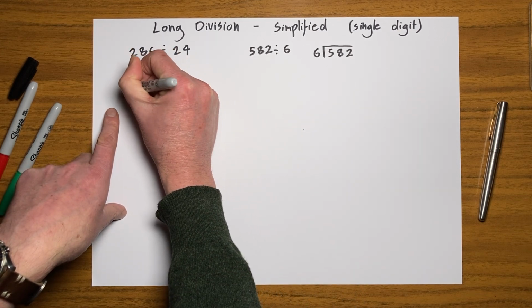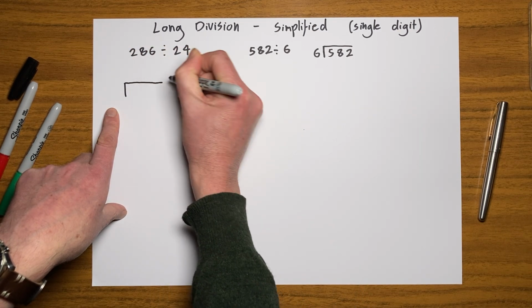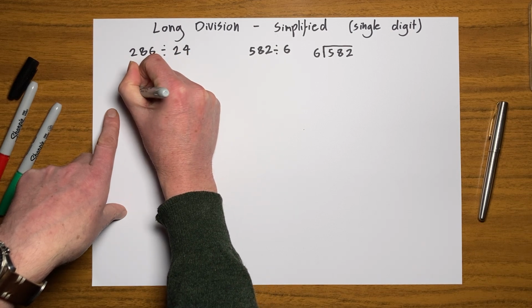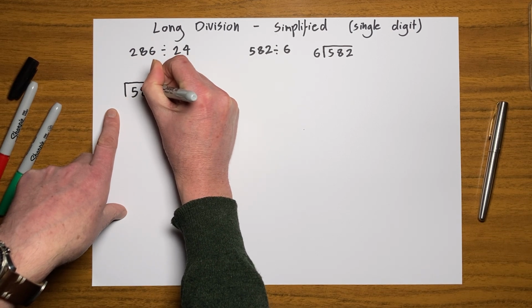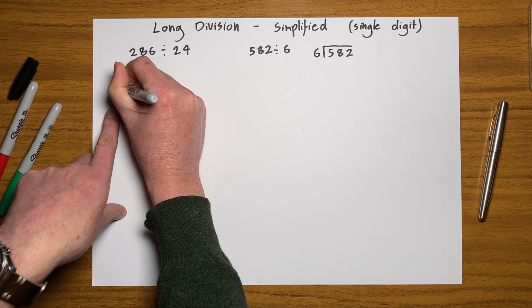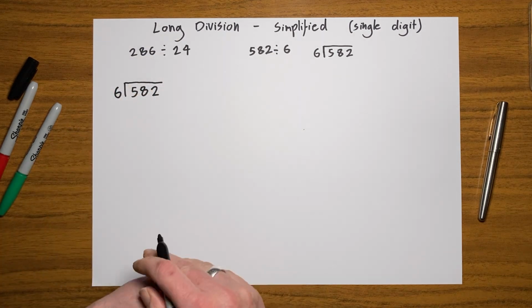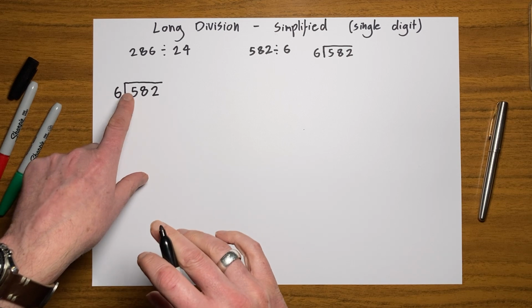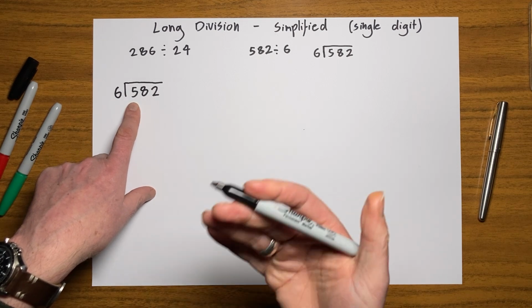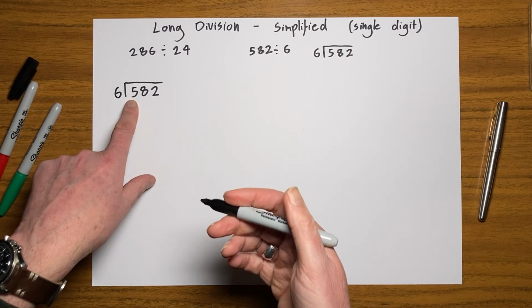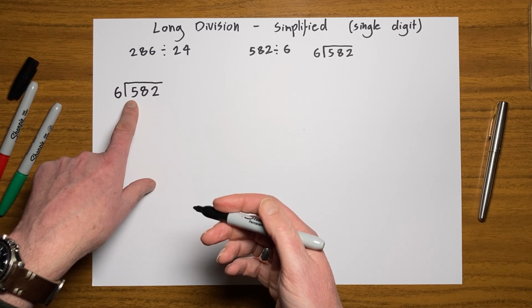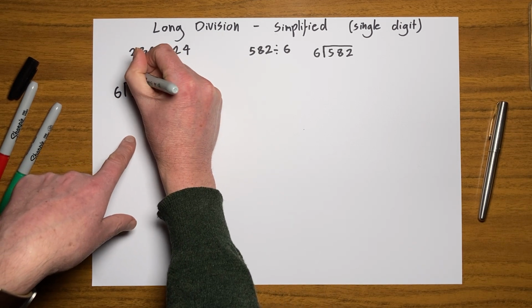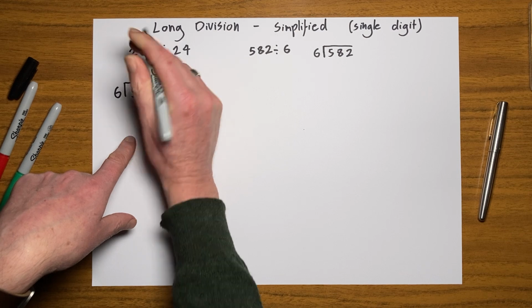So I'm going to start over here. I'll try and make it nice and big so you can see it, and I'll put 582 here. I'm going to put 6 here. Right, I'm going to start off exactly the same way. I'm going to say how many 6s are there in 5. So just the same as the bus stop method. I'm not worried about that being 500. I'm going to say how many 6s in 5. Well, there aren't any, so I'll put a 0 here.